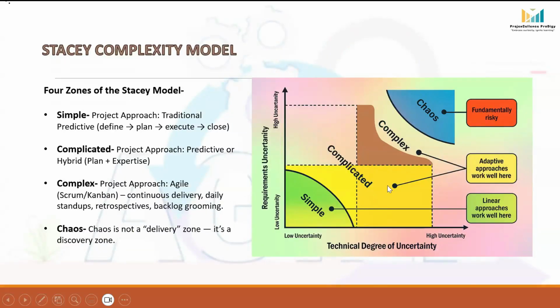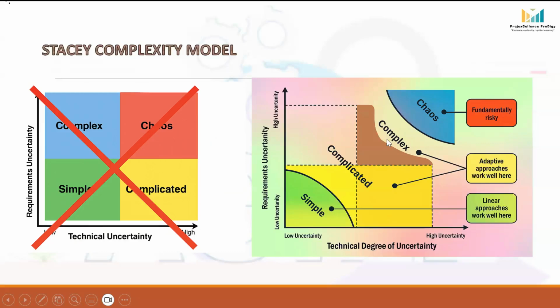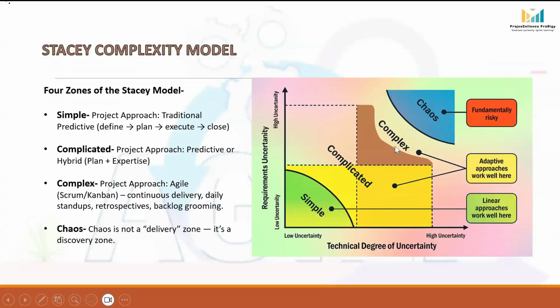If you see this graph, there are a total of 4 zones: simple, complicated, complex, and chaos. These are not divided into 4 equal quadrants like a typical 2 by 2 matrix. Zones are shaped using curves and gradients to show the fluid transition from one domain to another. Boundaries are not strict. Projects often lie between zones, and diagonal movement across the graph represents increasing uncertainty. This curved graph is more dynamic and realistic.